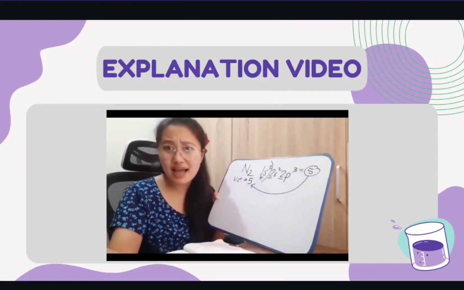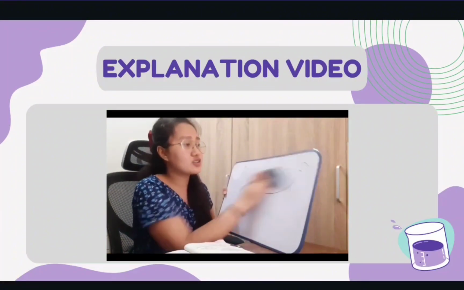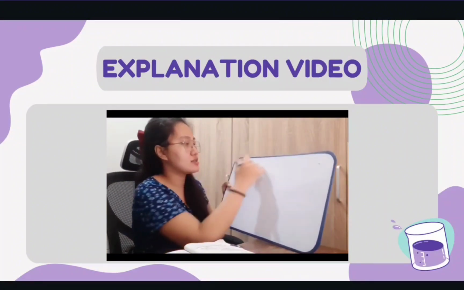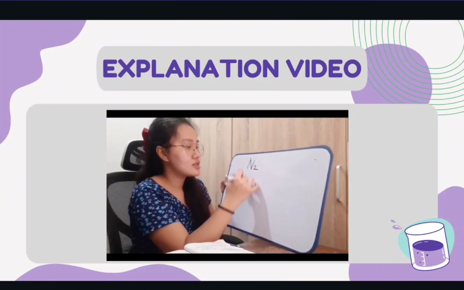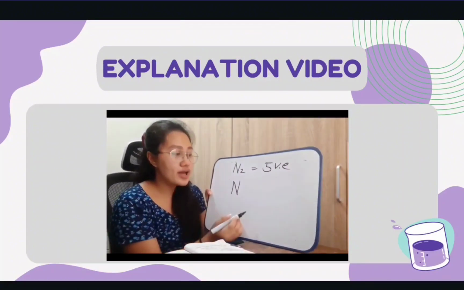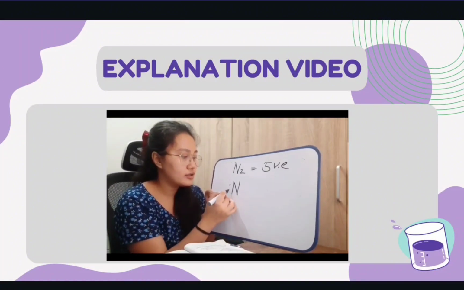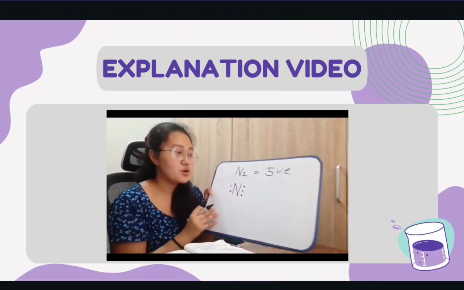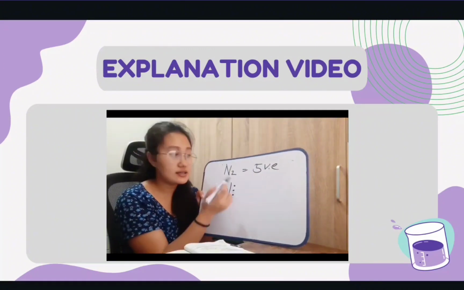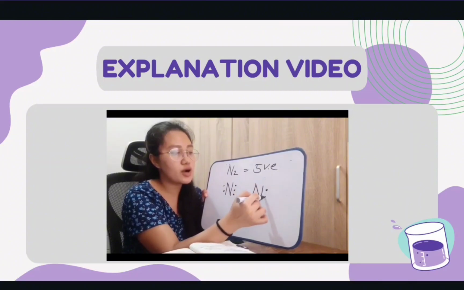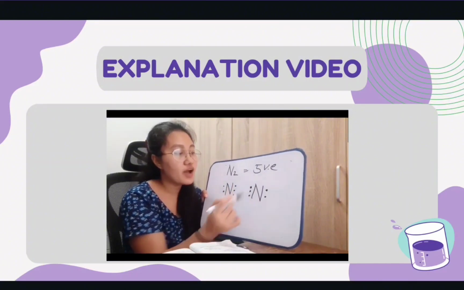So, how do we show the sharing of electrons of our nitrogen gas? Let's repeat. Nitrogen gas. How many valence electrons? 5 valence electrons. So, N: 1, 2, 3, 4, 5. Since we have N2, nitrogen gas, there is another N, another nitrogen: 1, 2, 3, 4, 5.